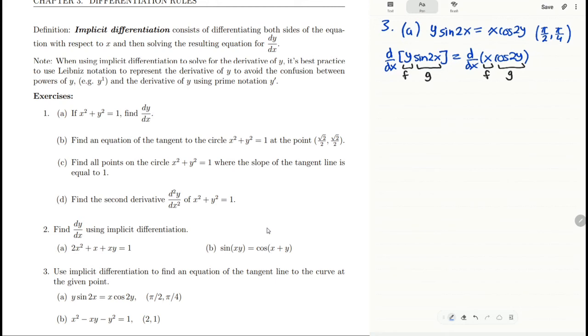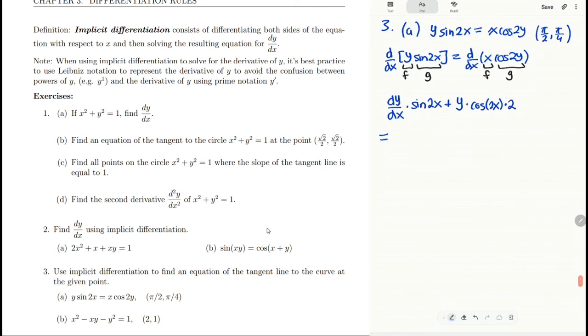So the derivative of y with respect to x is dy over dx. This is multiplied by g, which is the sine of 2x, plus y times the derivative of g. And here we need to use the chain rule. So the derivative of sine is cos. We leave the 2x unchanged, and then we multiply by the derivative of 2x, which is 2.